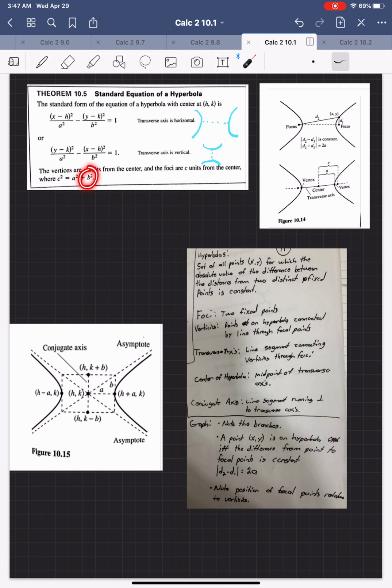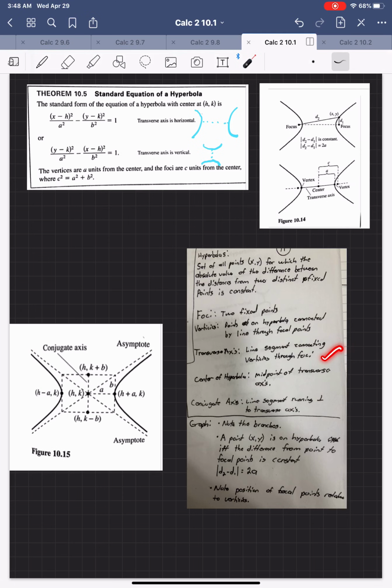Now the b in this case, you'll have to kind of follow me down here. There are two different axes that we'll discuss in just a second, and I'll make sense of this distance b as I start to read along. So what do we have? We have two foci, two fixed points. The vertices are the points on the hyperbola connected by the line through the focal points. In other words, notice there's some line that travels through the focal points as well as the center. That line is what we call the transverse axis.